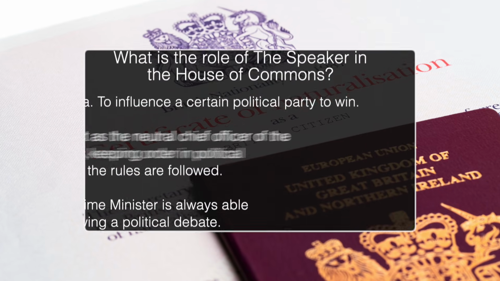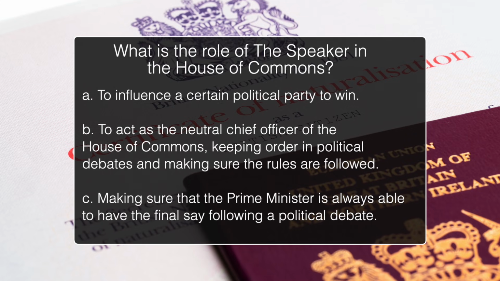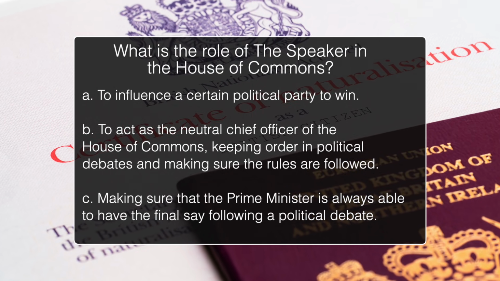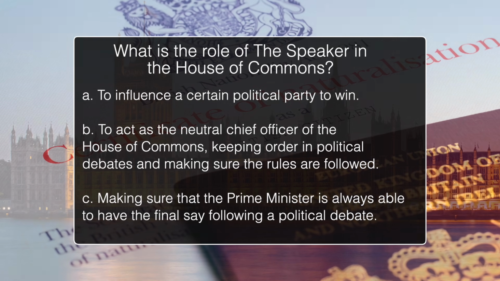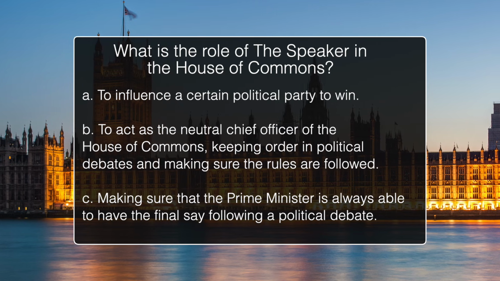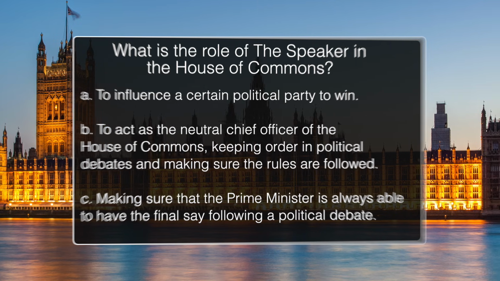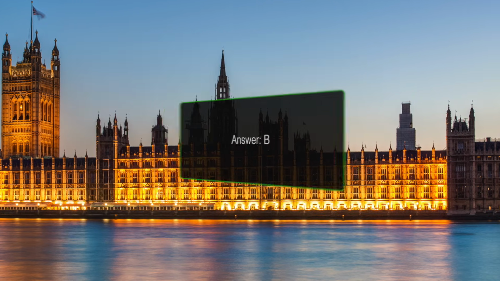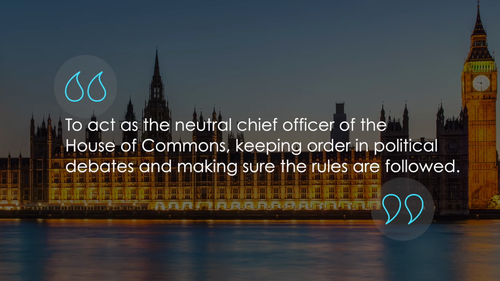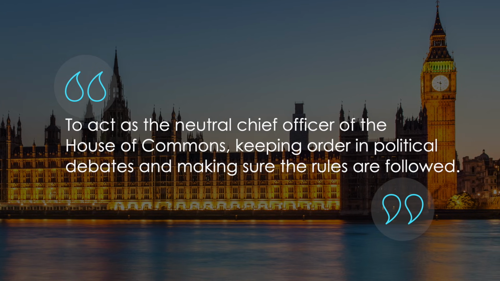What is the role of the Speaker in the House of Commons? A. To influence a certain political party to win. B. To act as the neutral chief officer of the House of Commons, keeping order in political debates and making sure the rules are followed. C. Making sure that the Prime Minister is always able to have the final say following a political debate. The answer is B. It's to act as the neutral chief officer of the House of Commons, keeping order in political debates and making sure the rules are followed.